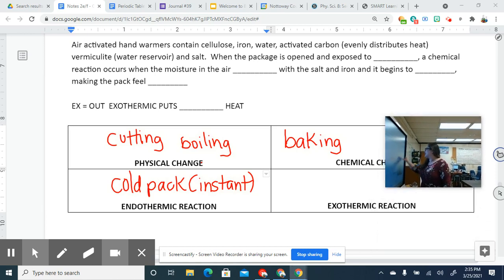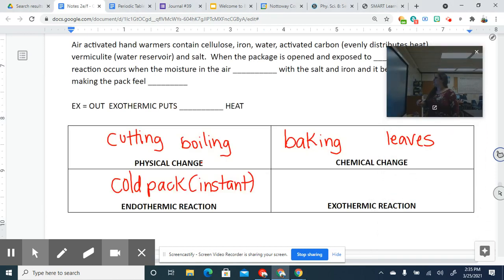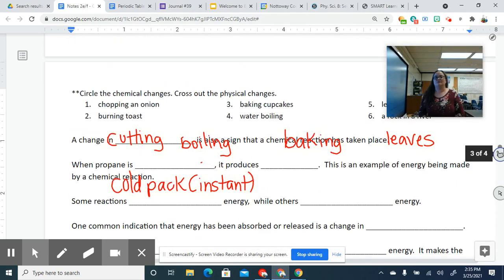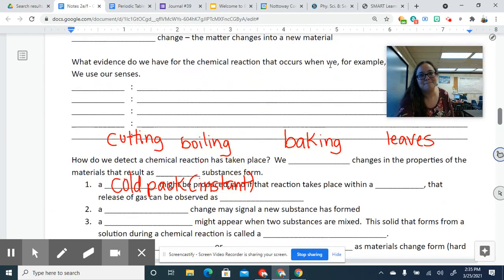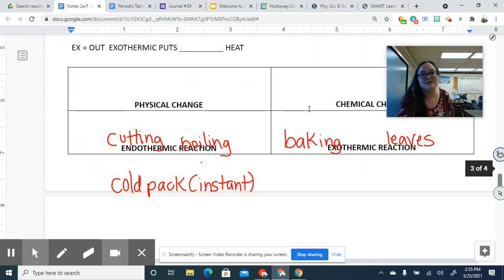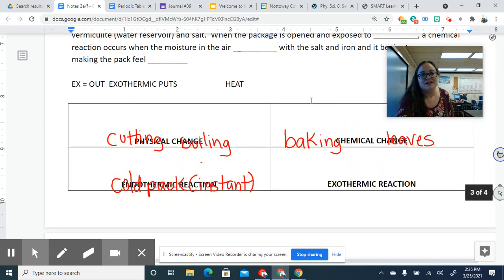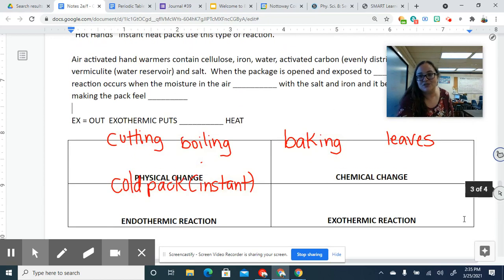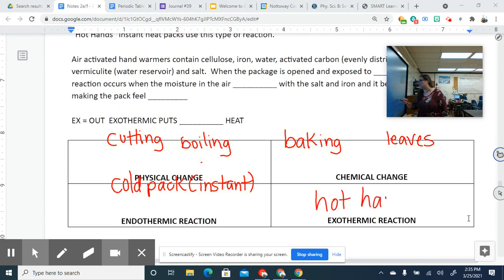And then finally, an exothermic reaction is one that puts heat out. Heat is released. So rusting was an example, and the hot hands use rust to do that.